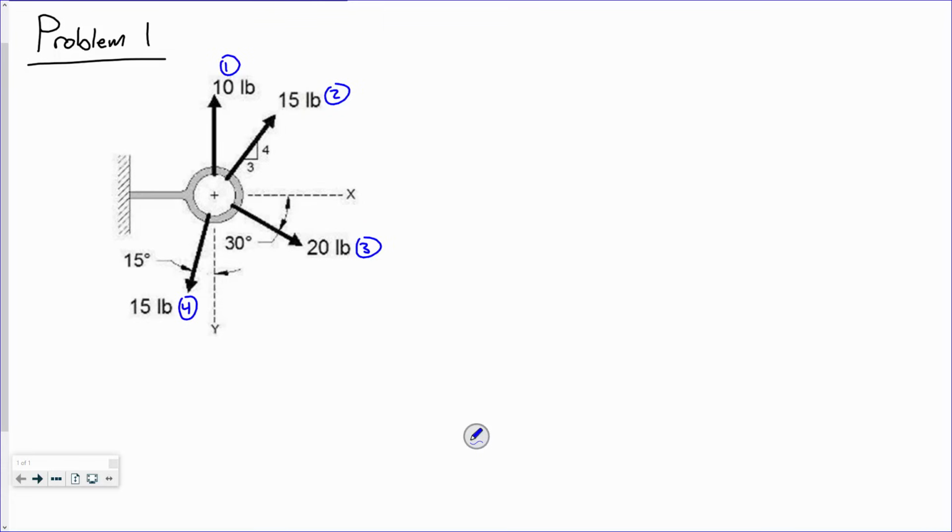So let's start off with force 1. All right. So we have our x component and our y component. What is the x component of force number 1? 0. And the y component is 10. And I'm going to put plus 10 to indicate that positive is going up. It doesn't really matter as long as you're consistent. Since we're determining a resultant, ultimately we're just going to get a magnitude.